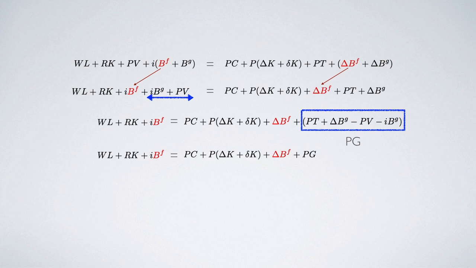In this equation, wage income plus the rental income of capital, we know it will be equal to the total output value, which is GDP. Also, on the right-hand side, this term is the investment of the private sector. So we can rewrite the equation and boil down to the last one. This is the one that we are going to use to look at the balance of international payments.